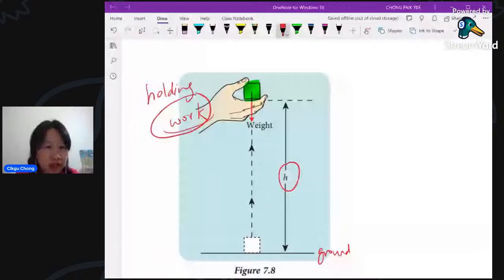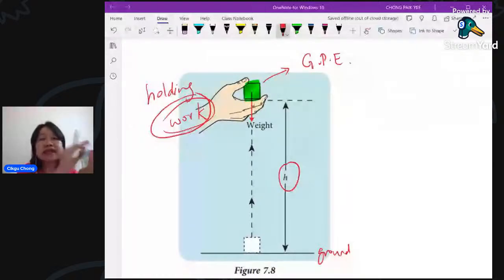At the same time, the object that you hold up will have gravitational potential energy. It stores energy there. Why does it store energy? Because it can do work, but you're stopping it only. If you take your hand away, the gravity will make it fall. So the gravitational potential energy is inside now, waiting for a chance to fall, waiting for a chance to go down. But because your hand is holding it, the energy that is stored inside the object is still stored there. So your G.P.E is also there.